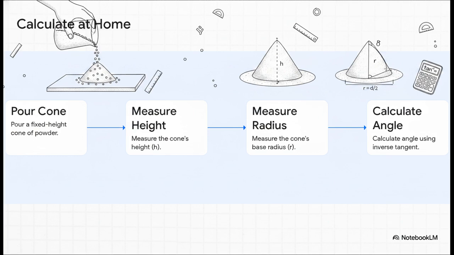Then, measure the diameter of that circular base and divide it by 2 to get the radius, or r. By calculating the ratio of the height to the radius and hitting the inverse tangent function on your calculator, you will reveal that specific material's precise angle of repose.